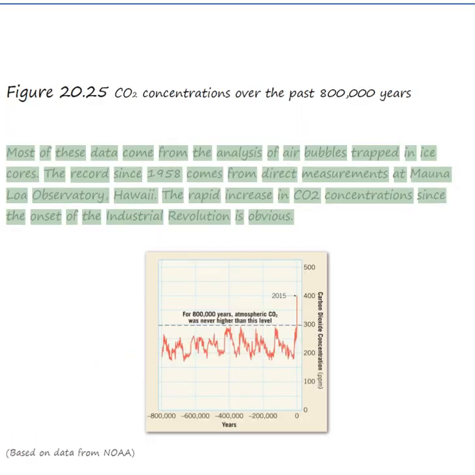Most of these data come from the analysis of air bubbles trapped in ice cores. The record since 1958 comes from direct measurements at Mauna Loa Observatory, Hawaii. The rapid increase in CO2 concentrations since the onset of the Industrial Revolution is obvious.